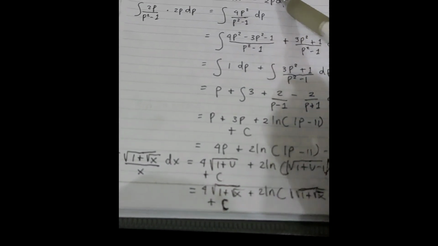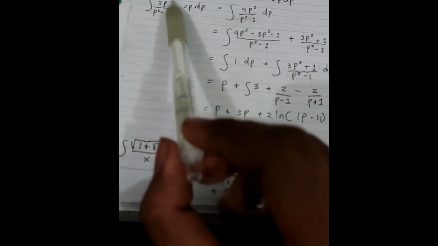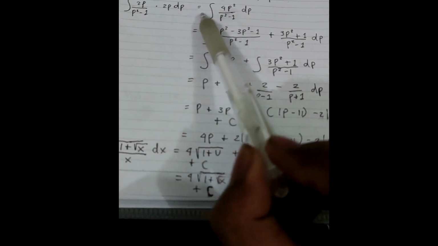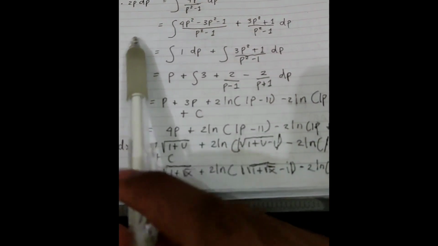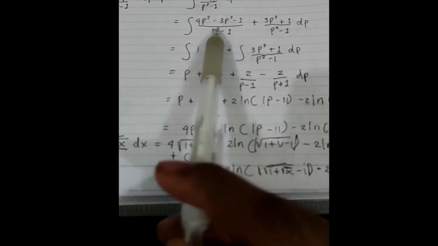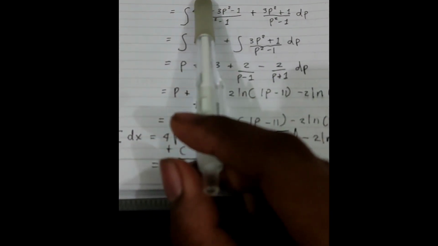So okay, now again we put the integral of 2p over p square minus 1 times 2p dp. Okay, so we have the integral of 4p square over p square minus 1 dp. So here it's a pretty tricky thing. So we try to remove this.